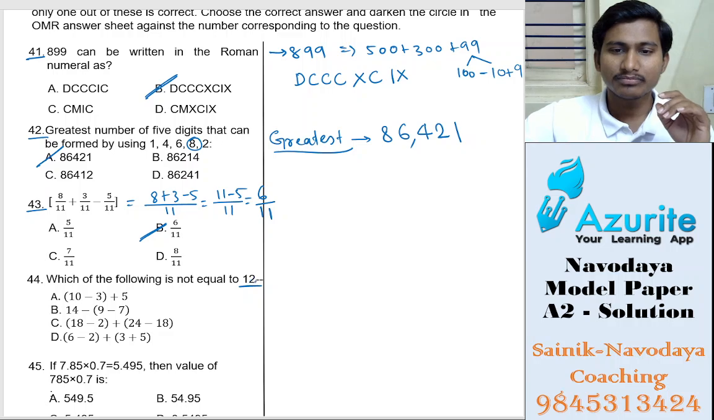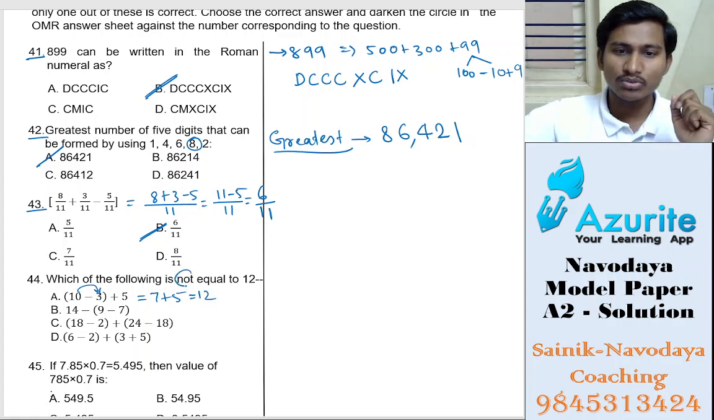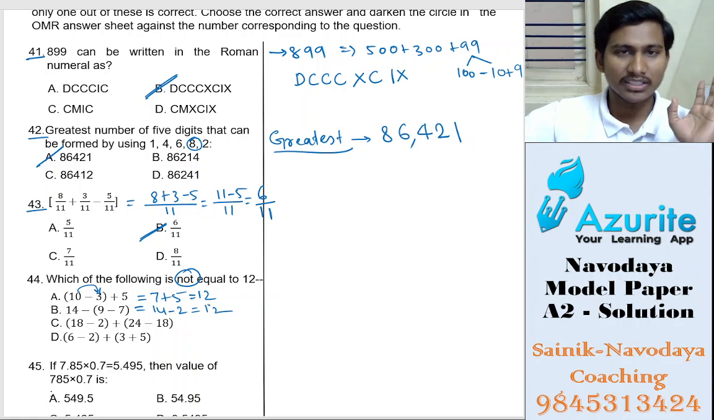So solve it. Yes. So here 10 minus 3 is how much? 7. So 7 plus 5. 7 plus 5 is how much? 12. Yes, it will be equal. So we have to find not equal. Now the second one, 14. So first you have to solve the bracket, right? So 9 minus 7 is how much? Yes, 2. So 14 minus 2 will come. So it will be 12 as the answer. Yes, this will also be 12.